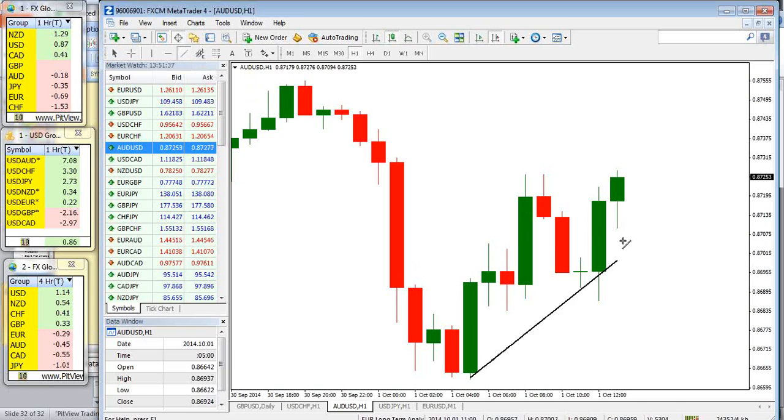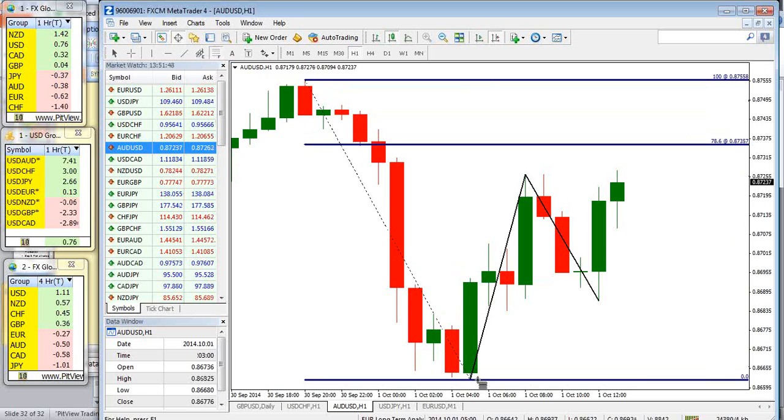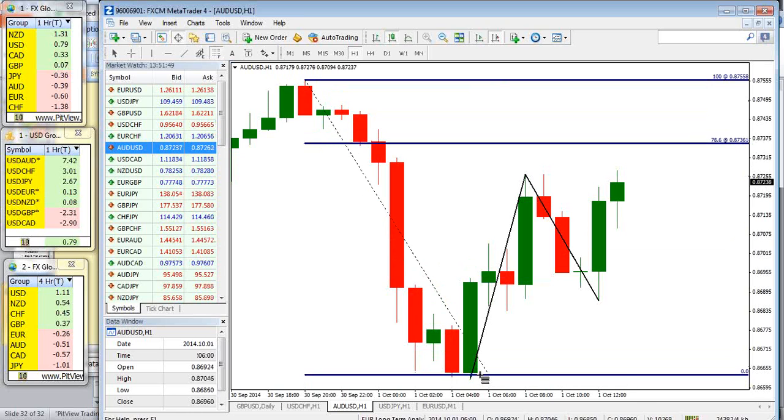It's going up, right? It's going up. In fact, for those of you who have attended my intermediate course, one thing I can tell you right now is that this is almost a perfect harmonic Gartley pattern.